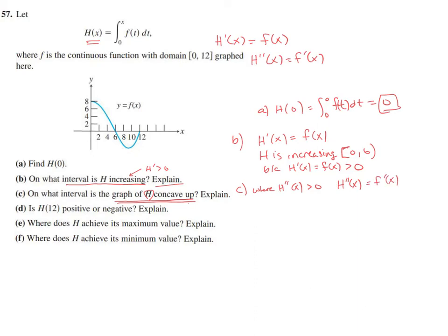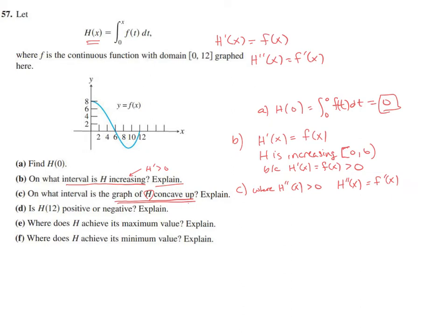So now I need to figure out where f prime of x is greater than 0. Our function f is right here, and the derivative, of course, is the slope of it. If I want to know when f prime is positive, I need to have a positive slope. And that's going to happen from here at 9 to 12. From 9 to 12, the slope of f is positive.